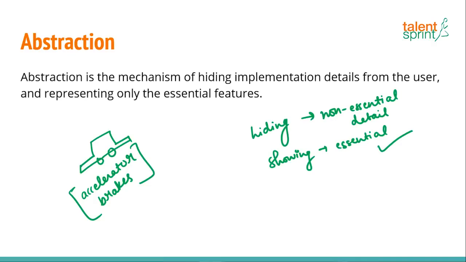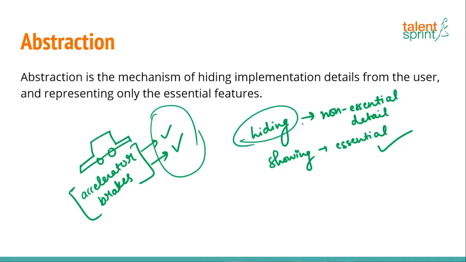But what is the detail that is hidden? That is the non-essential details, which is what happens when you press the accelerator, which engine part does what, where what happens, or similarly when you press the brake, which wires hit where and how the car tires stop, right? Those are the irrelevant or non-essential details that are hidden. Someone who's driving the car doesn't need to know about the mechanism of all of that. You just need to know that this is the accelerator and these are the brakes, and that's all he needs to drive, right?